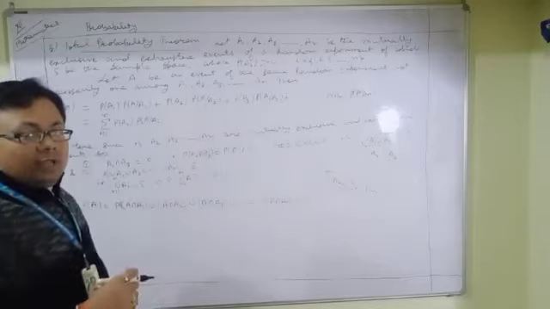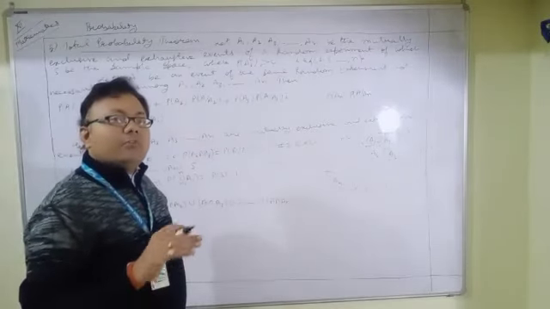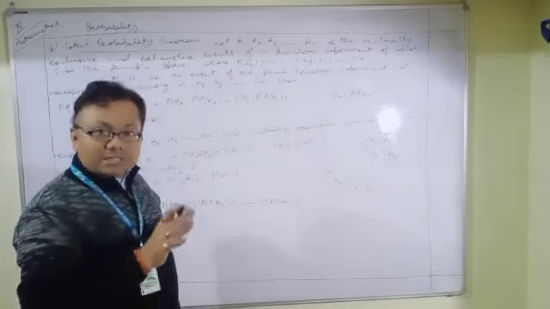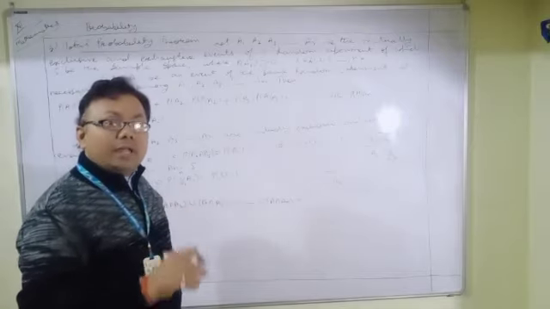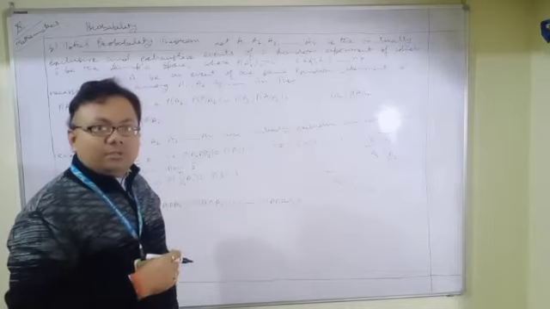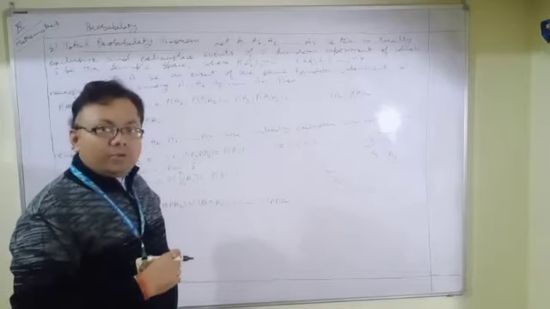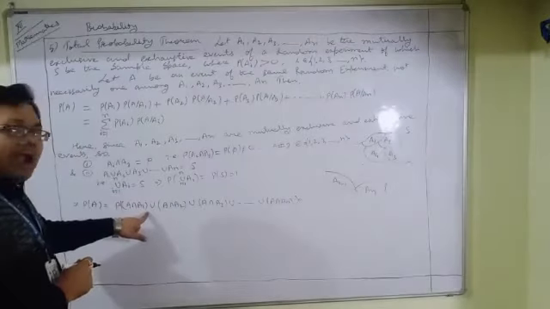You know well that probability of A union B is equal to probability of A plus probability of B minus probability of A intersection B. Now, if A intersection B is equal to phi, then probability of A intersection B is equal to 0. So probability of A union B will be equal to probability of A plus probability of B. Even here, there is the same thing.